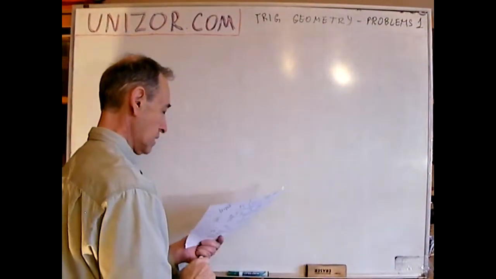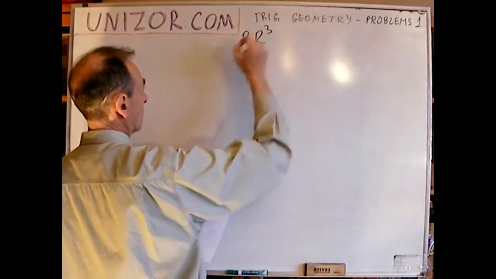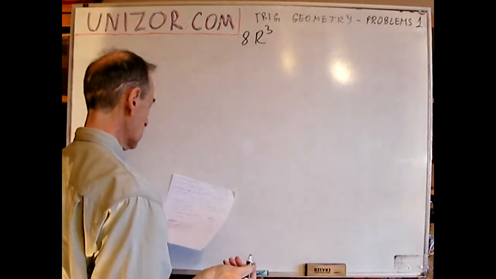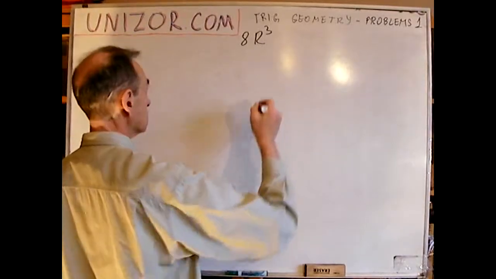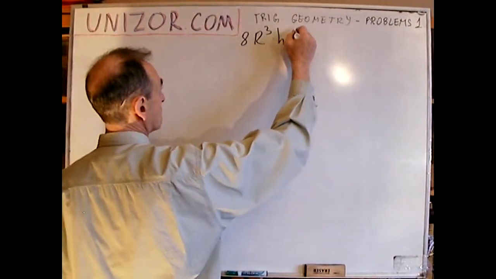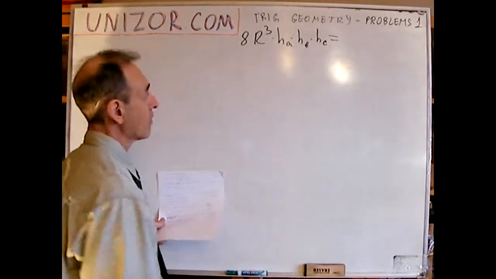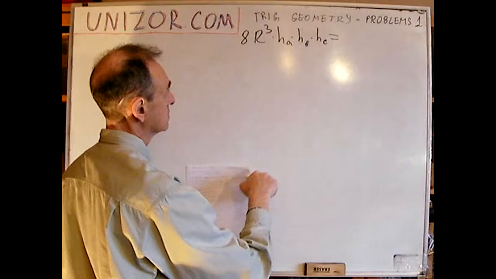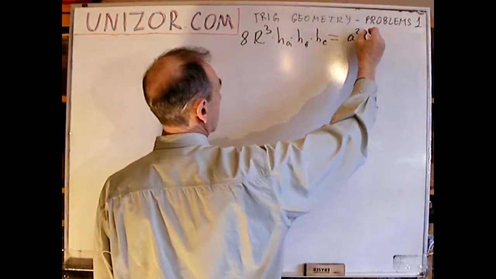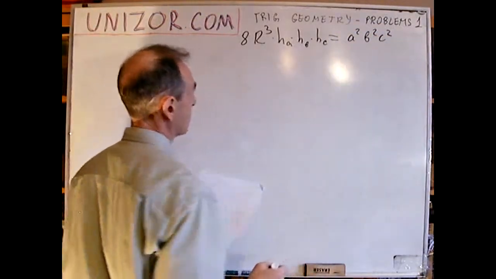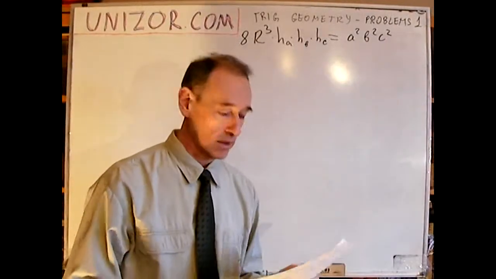Okay, and I have the last problem. Prove that R, the radius of the circumscribed circle, cubed, times HA times HB times HC, these are three altitudes correspondingly towards sides A, B, and C, equals A squared, B squared, C squared. So we have to prove that this is true for any triangle.